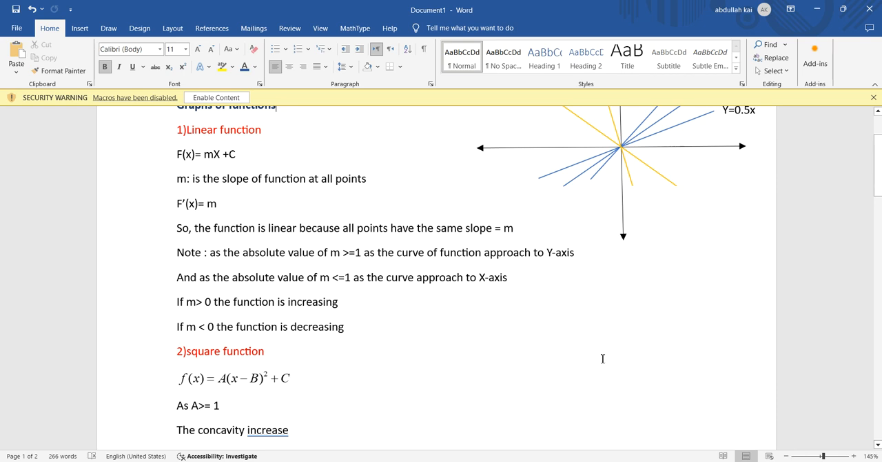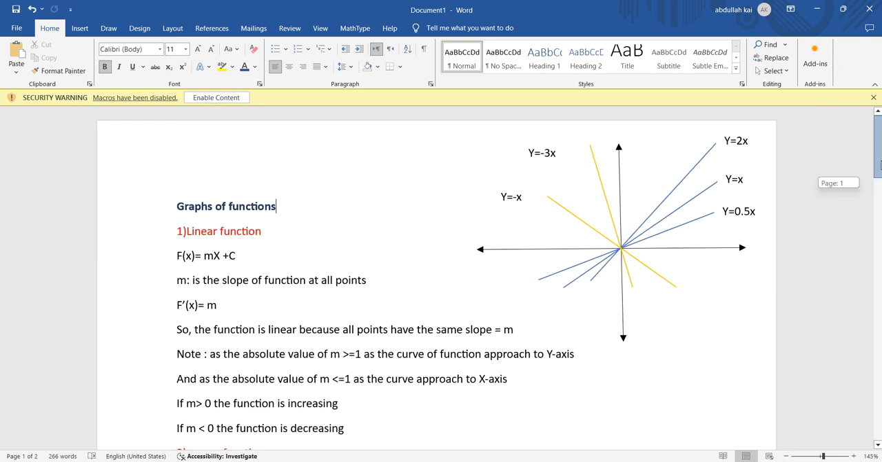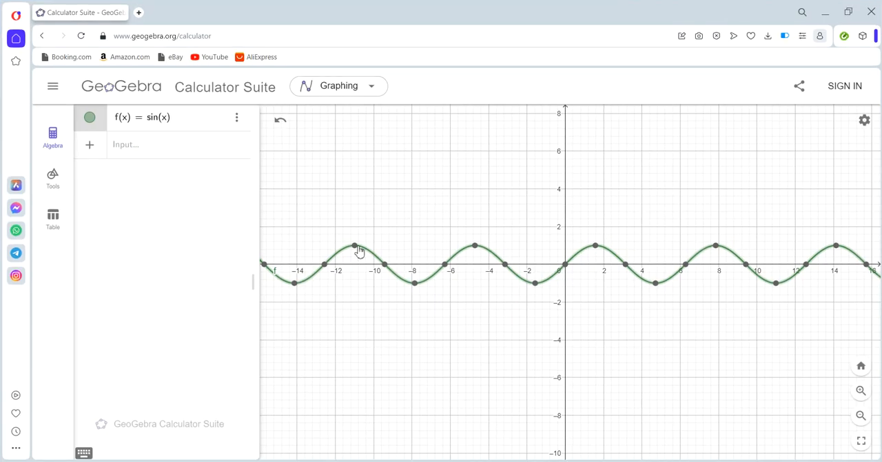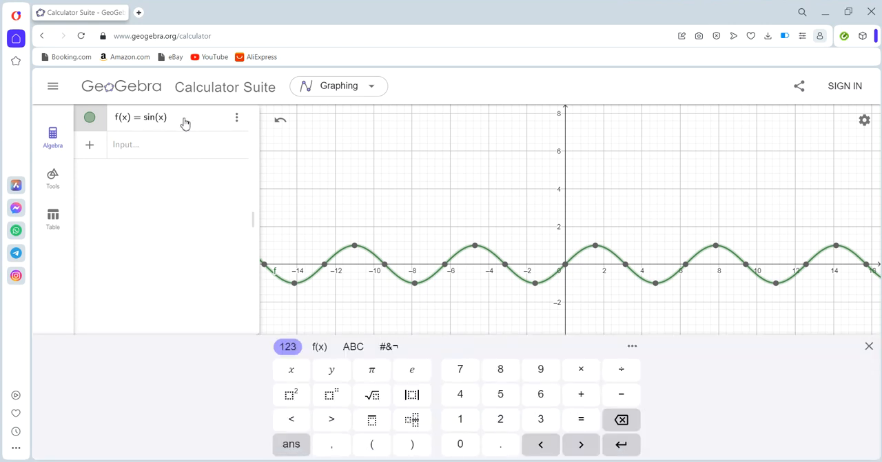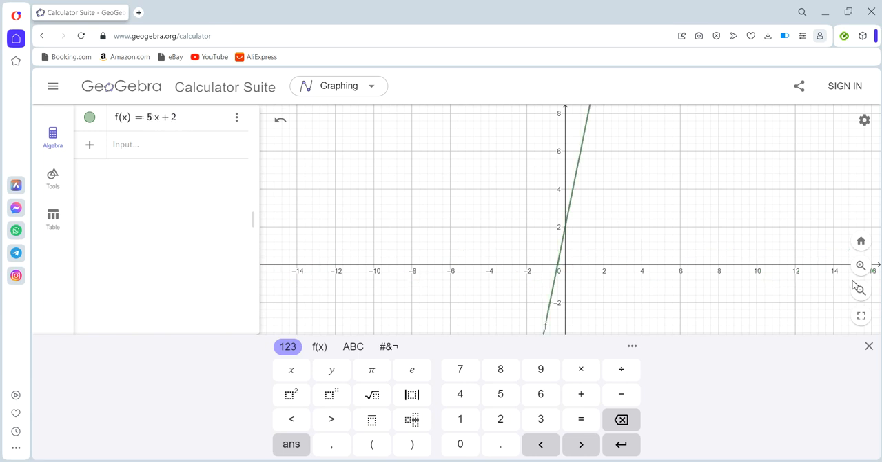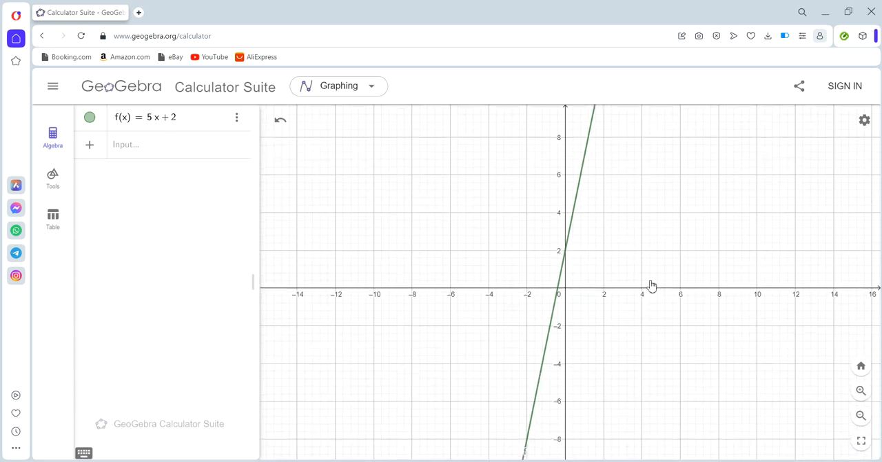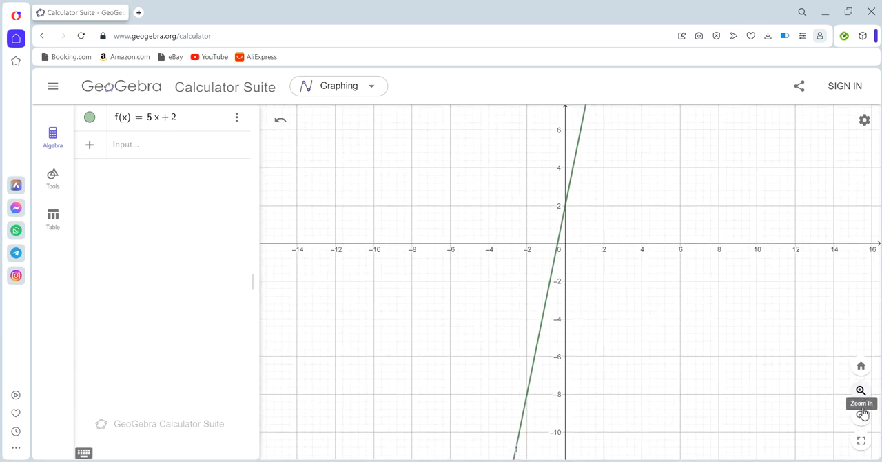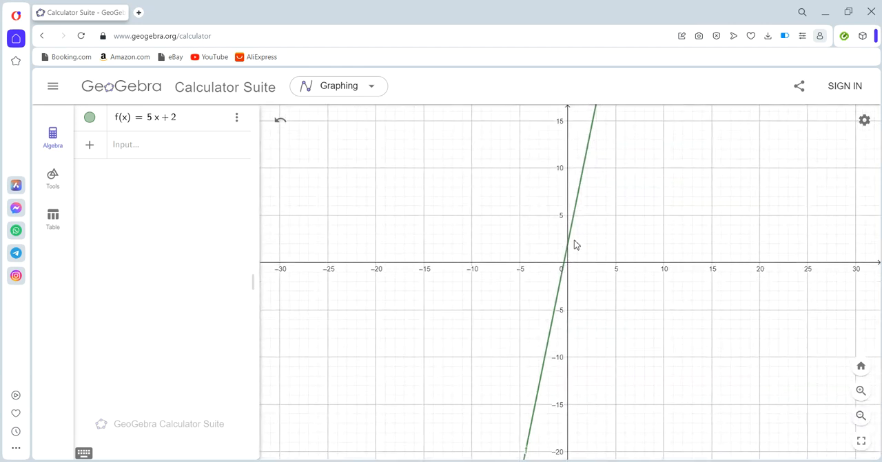To make sure I'm explaining this rule well, let's see GeoGebra. For example, this function, let's see 5x plus 2. This function is gonna be increasing because m is positive. Let's see. As you see, this function is increasing.